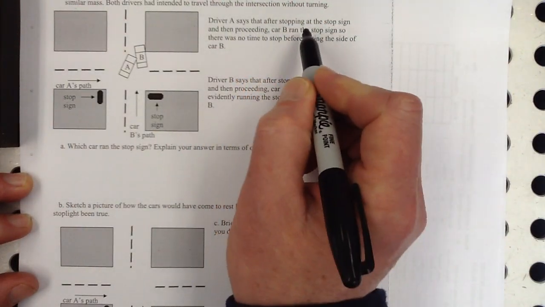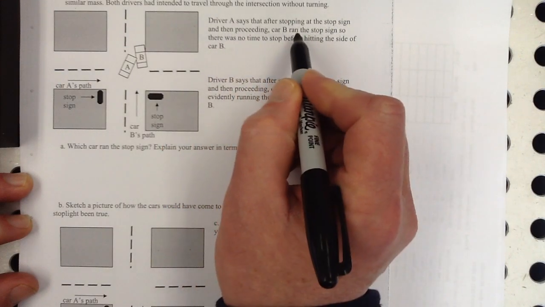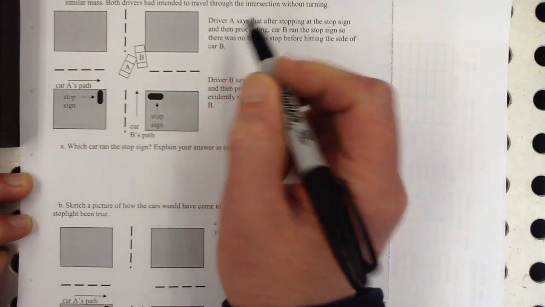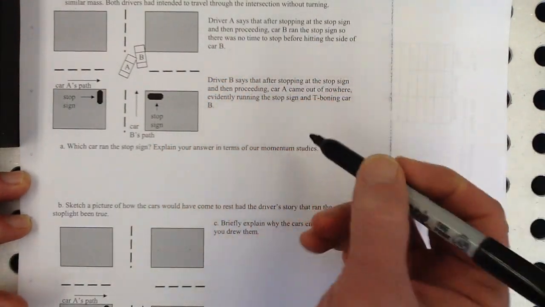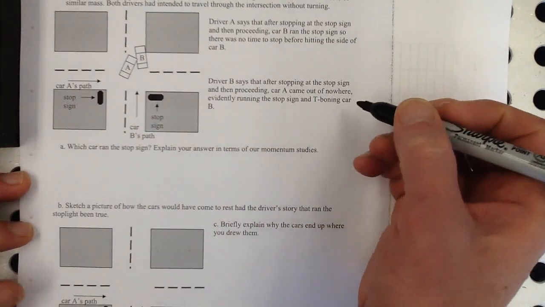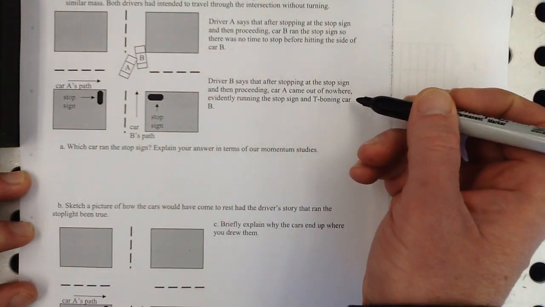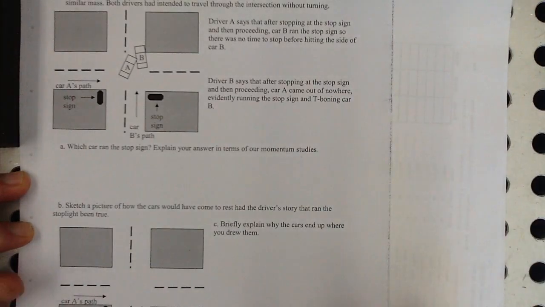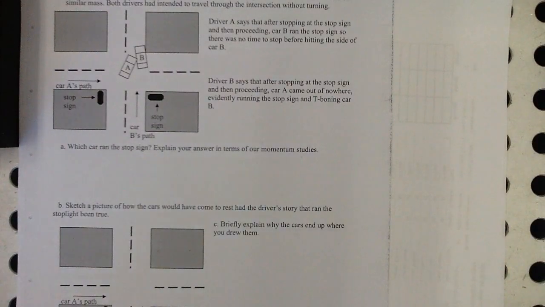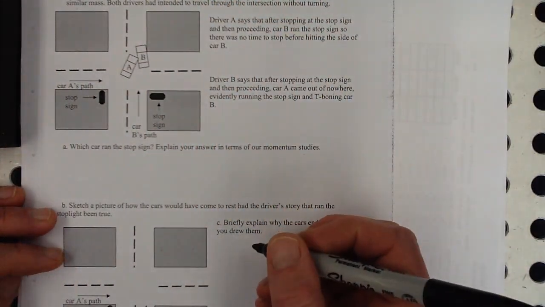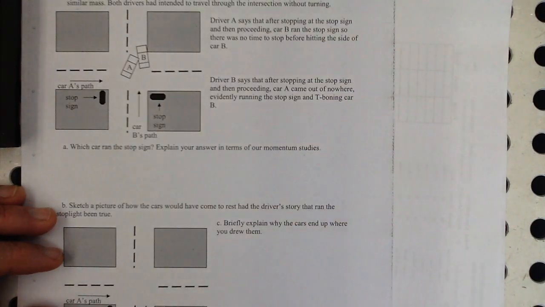Driver A says that after stopping at the stop sign and then proceeding, car B ran the stop sign, so there was no time to stop before hitting the side of car B. But driver B says that after stopping at the stop sign and proceeding, car A came out of nowhere, evidently running the stop sign and T-boning car B. Which car ran the stop sign? Well, which one had a greater change in momentum?